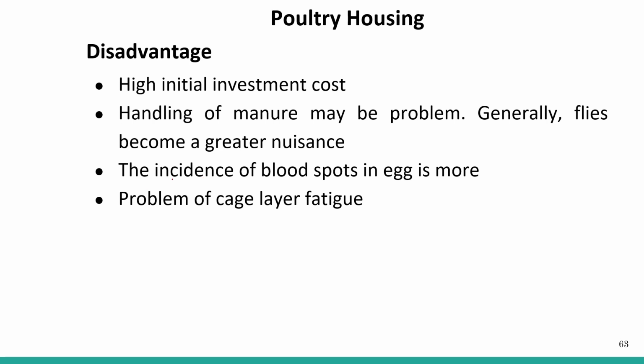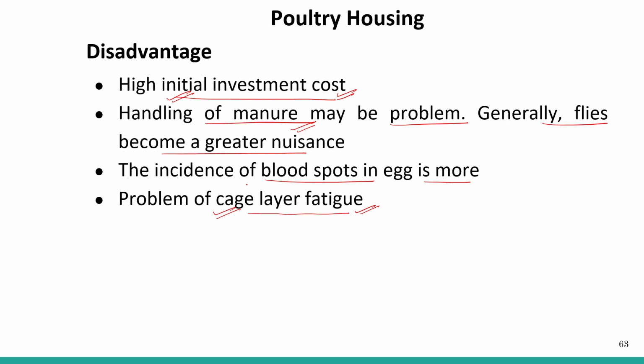But there are some disadvantages. High initial investment cost. For the cage, we have to invest a high capital initially. Handling of manure may be a problem. So whatever manure is there, where to dispose of it is a problem. Generally, flies become a greater nuisance. The incidence of blood spots in eggs is more, and there is the problem of cage layer fatigue. So this is one of the big problems.